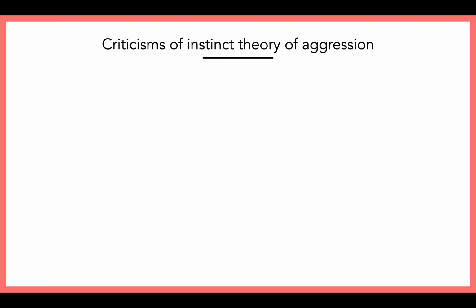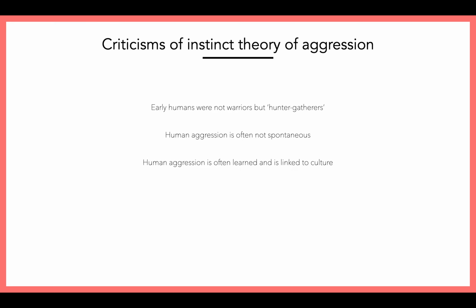Okay, however, psychology comes with criticisms. Early hunters were not these warriors of survival of the fittest. They were just hunter gatherers. So you needed to survive, but they weren't just out there battling each other. Human aggression is often not spontaneous, so often aggression gets linked to something that upsets you and you quickly react. Sometimes human aggression can be planned.